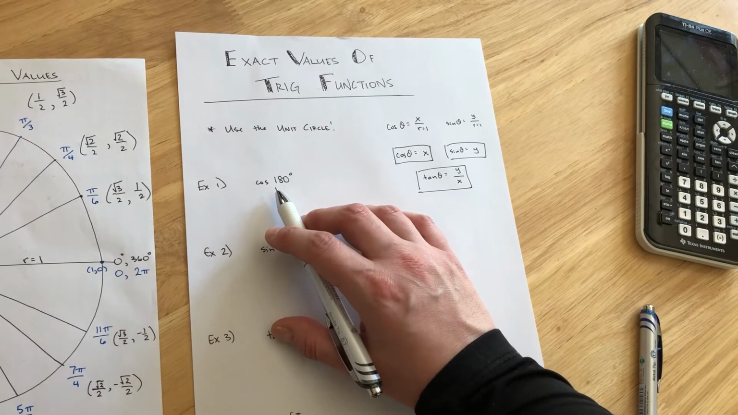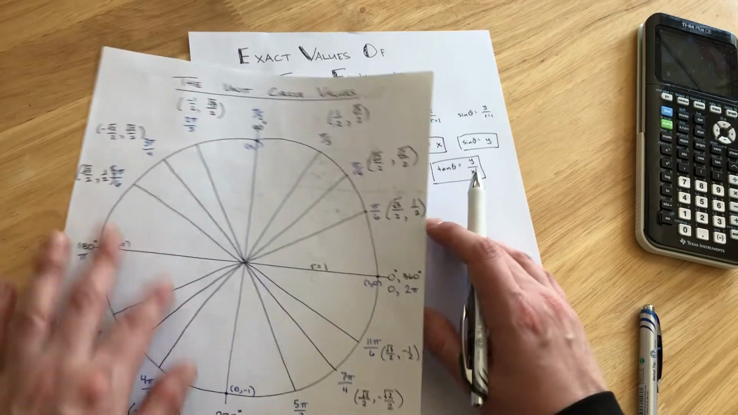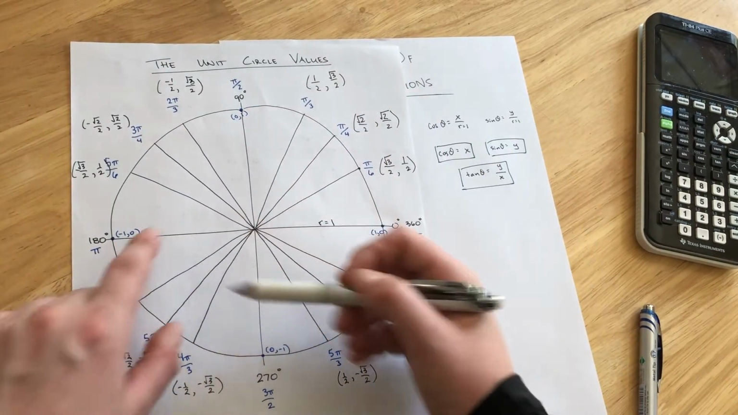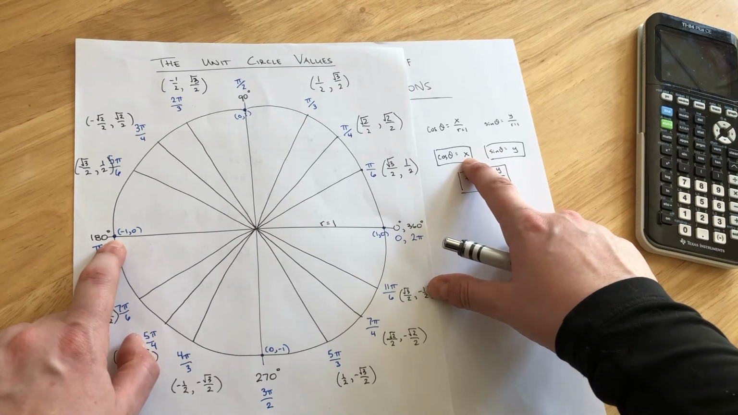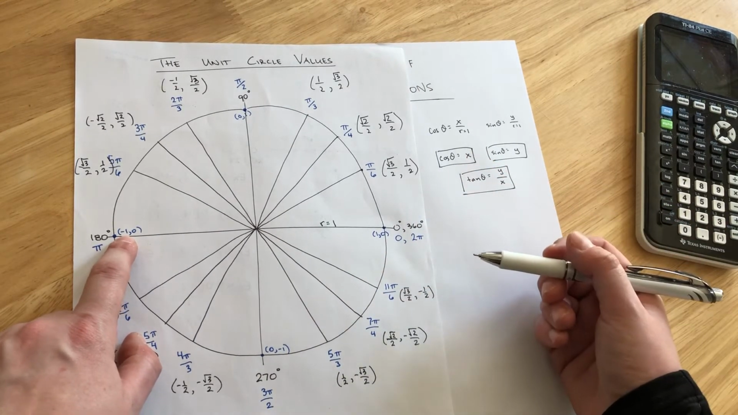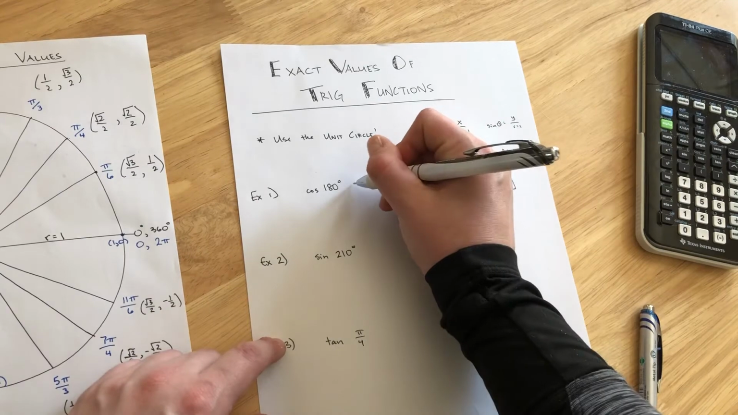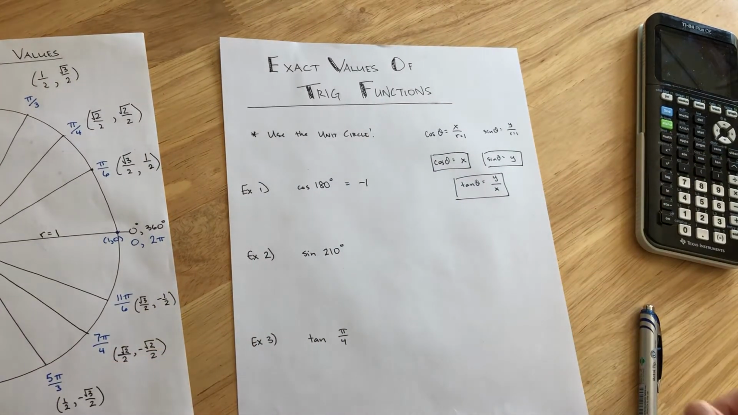Example 1 asks us for cosine of 180 degrees. So 180 degrees is right over here, and cosine is x. So our x coordinate on the unit circle is -1. That equals -1. So that's our exact value.